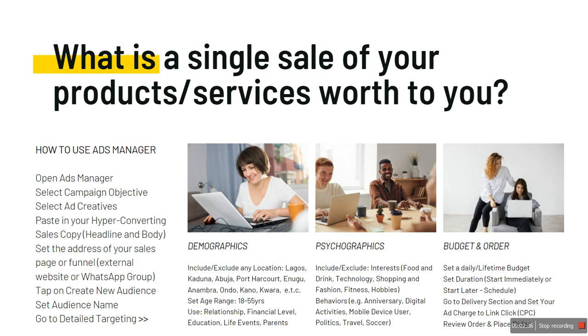Now select campaign objectives. There are many campaign objectives. You have the website traffic, you have the page likes, you have engagement, you have even lead ads. All of these play their own role. You need to ensure that you are not choosing the wrong objective, because at the end of the day you will get the result for the objective you chose. That's why I started by asking you, what is a single sale of your product or service worth to you?